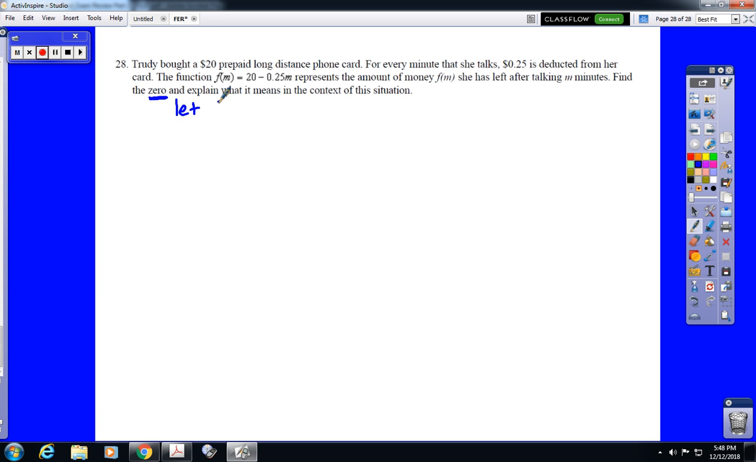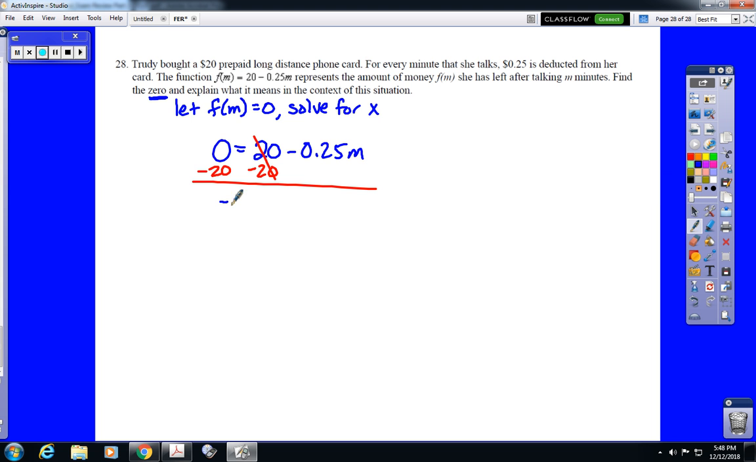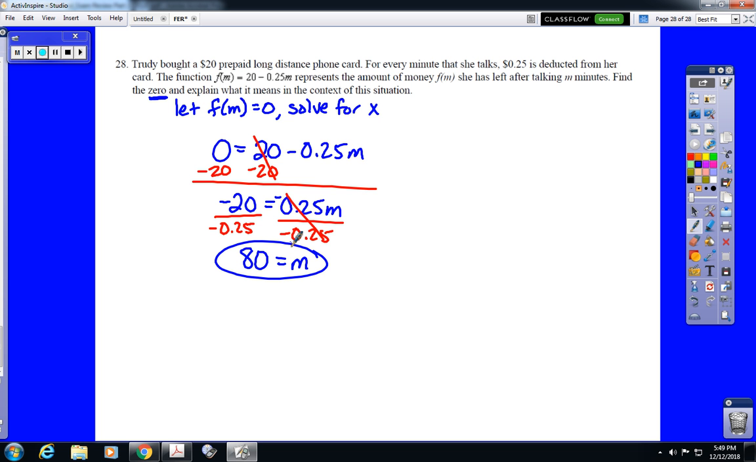So we are going to let f of m equal 0, and we're going to solve for m. So 0 equals 20 minus 0.25m. We're going to subtract 20 from each side, which gives us negative 20 equals negative 0.25m. And then we're going to divide by negative 0.25, which would give us 80 for m. So the root, solution, 0, x-intercept is the value when the function is equal to 0. So that'd be 80 minutes.